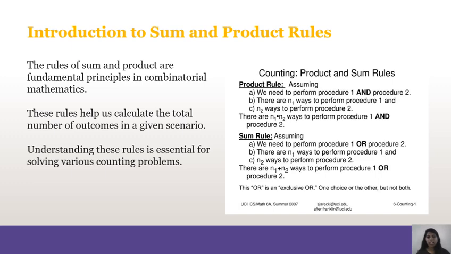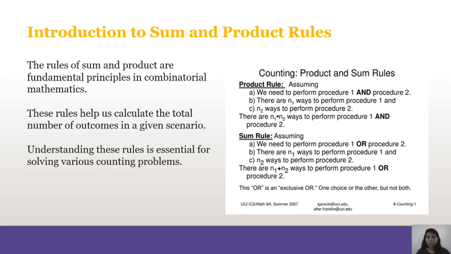Let us see what the product rule is. Assume we need to perform procedure 1 and procedure 2. There are n1 ways to perform procedure 1 and n2 ways to perform procedure 2. There are n1 times n2 ways to perform procedure 1 and procedure 2. This is the product rule.